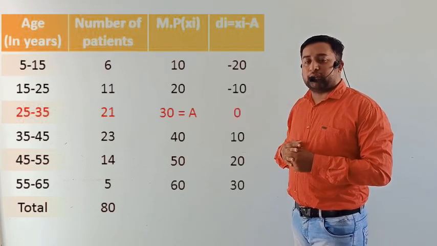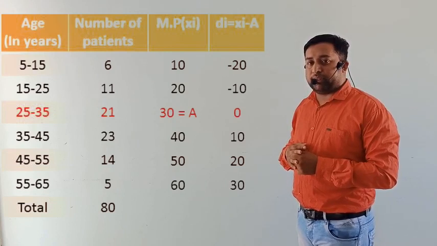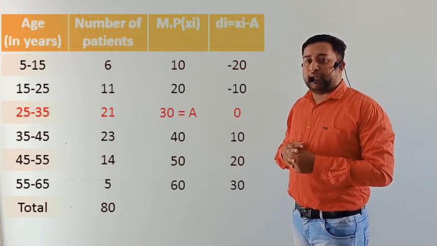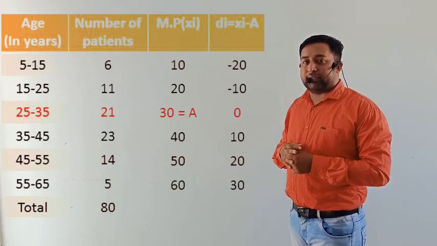Moving on to our fourth column, in the assumed mean method, it will be our di, and the formula for di is xi minus a.